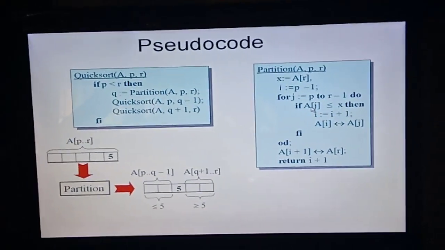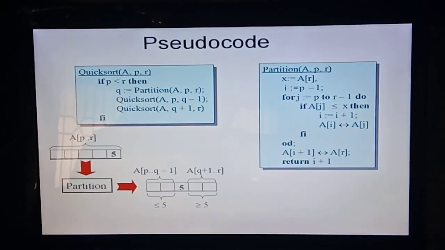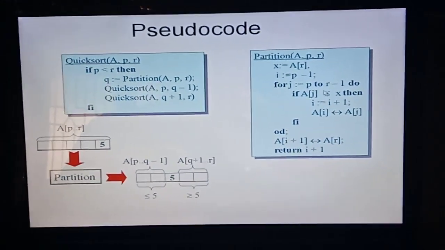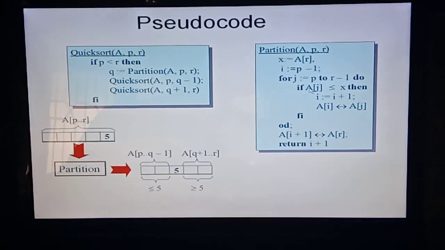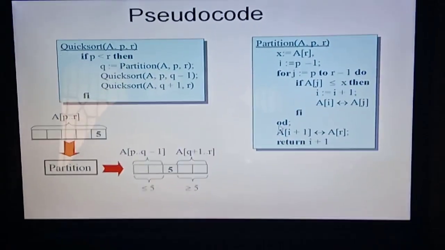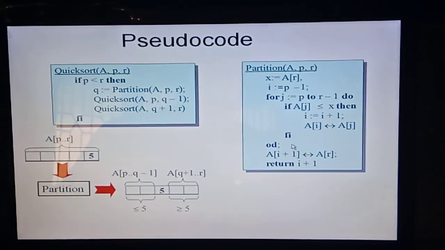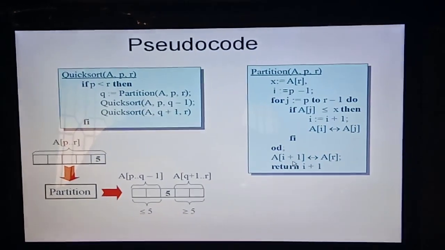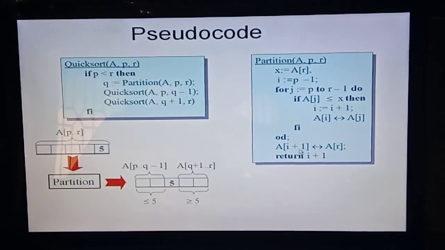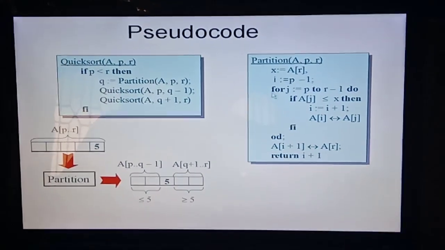So here you have to compare the elements by partitioning the list into two sublists, and next compare the elements with one another and swap if the comparison result is true. End of if, end of for. Then A of R is transferred to A of I plus 1, return I plus 1. So this is the partitioning procedure.